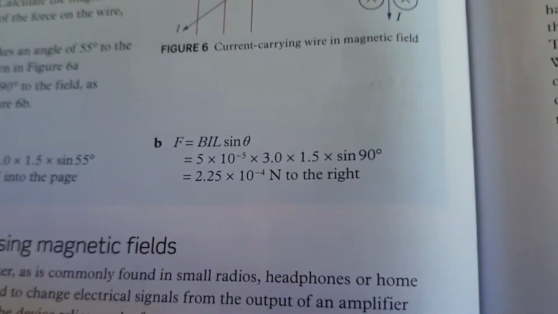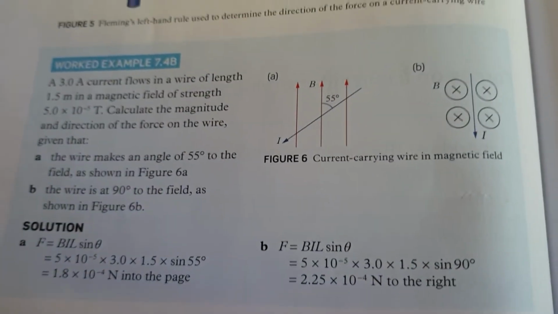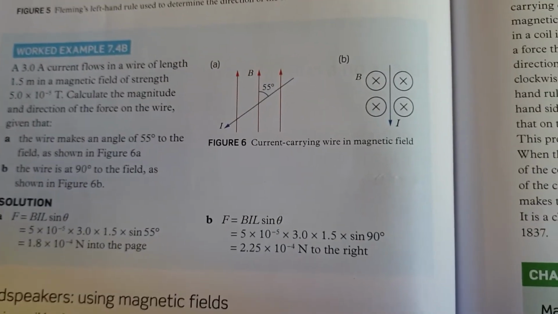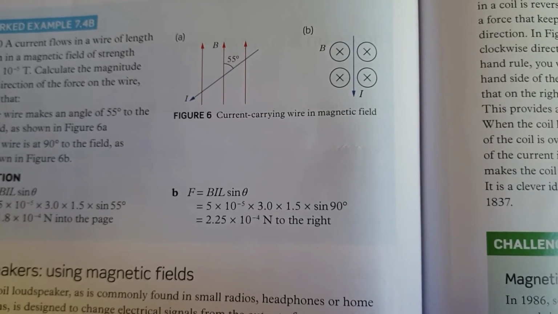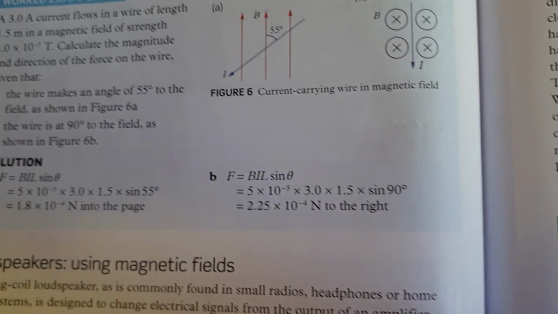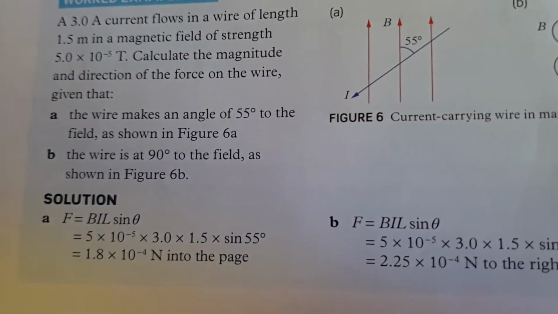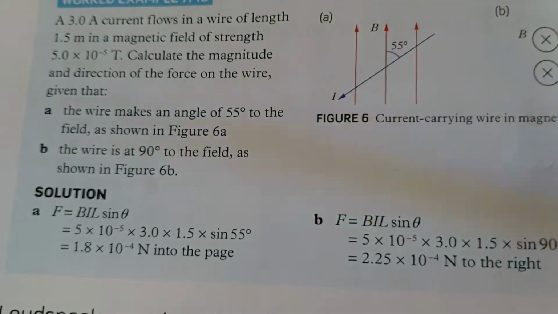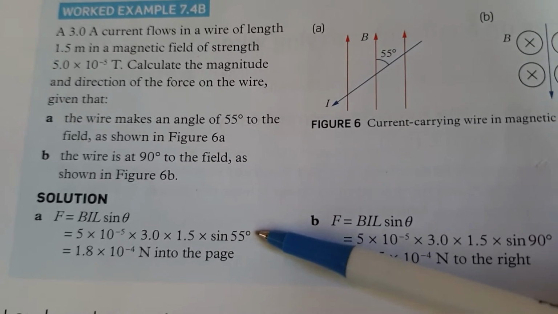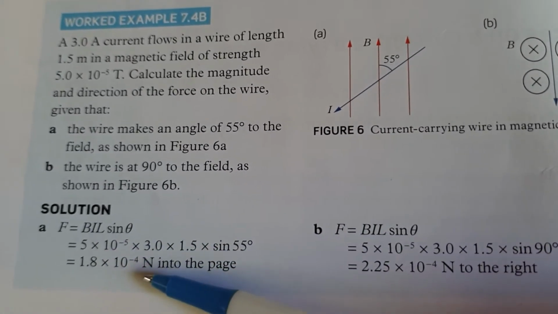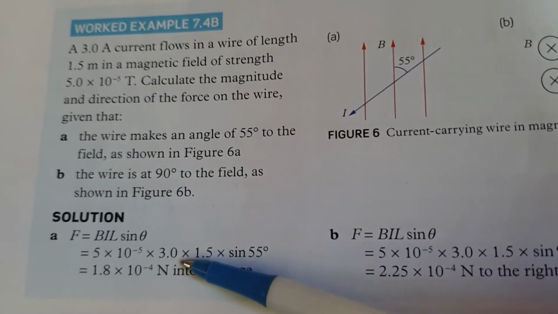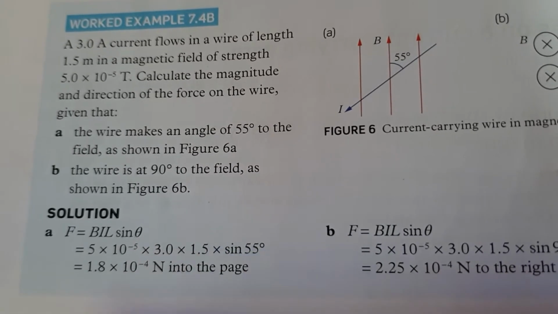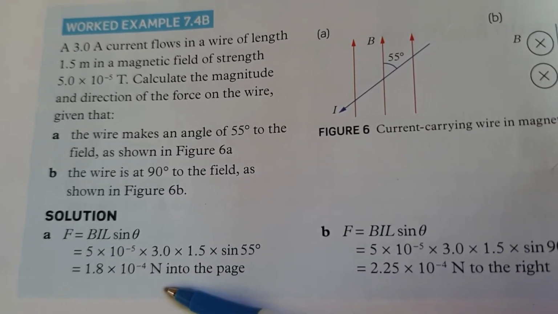Right, then these equations are really straightforward as well. So in one question it says that the wire makes an angle of 55 degrees. So you've just got to put 55 in for the sine theta. You've got the magnetic field. You've got the current. You've got the length of wire in meters. And that will give you your answer.